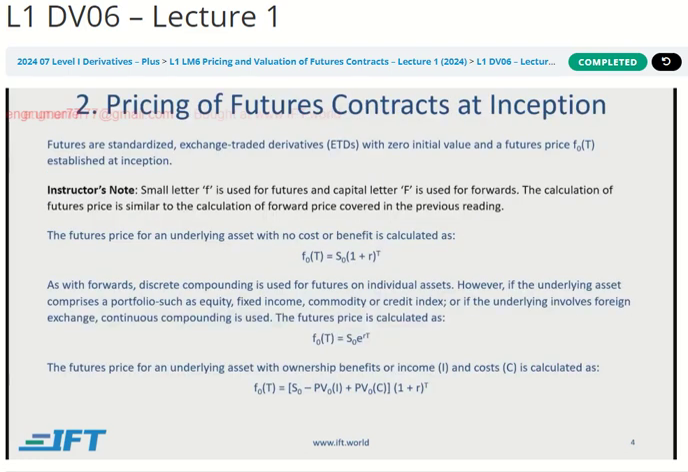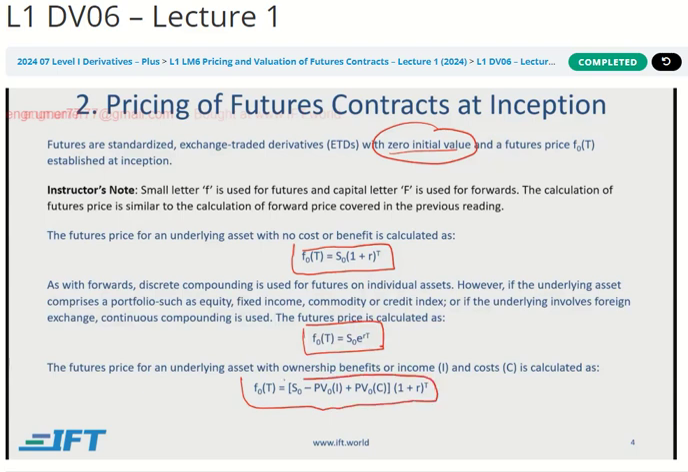So starting off with pricing of futures contracts at inception. Now this is very similar to forwards, because forwards also have a zero initial value when the contract is started, and so do futures. So futures and forwards are very similar in this aspect, that their initial contract value is 0. And the pricing is also the same. You might feel that this is a very familiar looking formula, and so is this one, and so is this one. All these 3 formulas must be looking familiar to you from the previous videos.